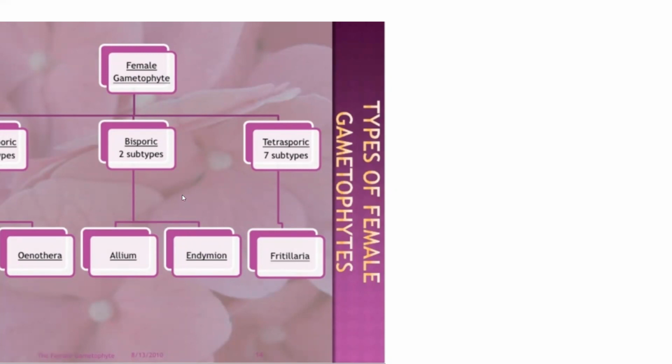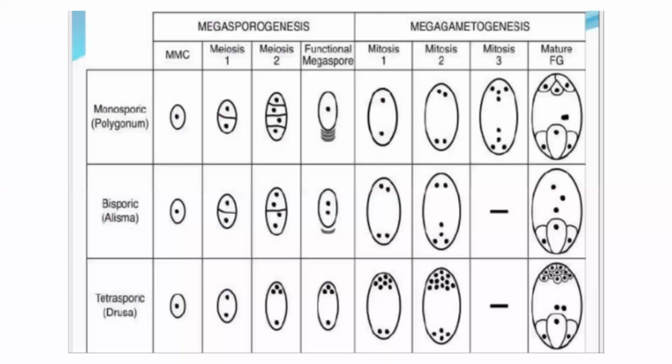And next, tetrasporic. In the tetrasporic, there are 7 subtypes: Peperomia, Penaea, Plumbago, Adoxa, Drusa, Fritillaria, and Plumbagella. These 7 belong to the tetrasporic female gametophyte or tetrasporic embryo sacs. We will discuss them one by one.